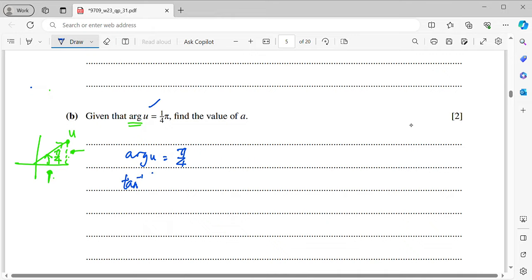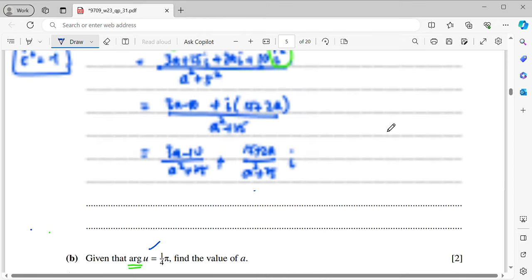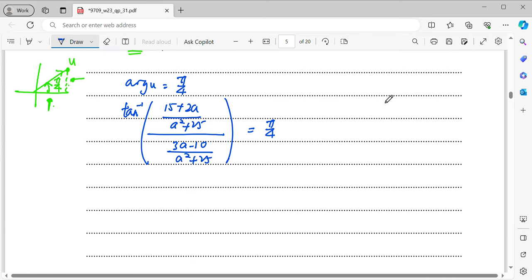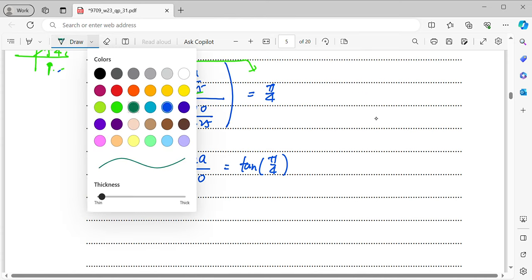Therefore, this is inverse tangent of the imaginary part, which is 15 plus 2a over a squared plus 25. This is our imaginary part over real part. Real part is 3a minus 10 over a squared plus 25, equals pi over 4. Then the a squared plus 25 can be cancelled off because both are the denominator. By moving this inverse tangent to the right side, it will be tangent pi over 4, which means I will be getting 15 plus 2a over 3a minus 10 equals tangent pi over 4. Tangent pi over 4 is basically 1, right? So this is 1.